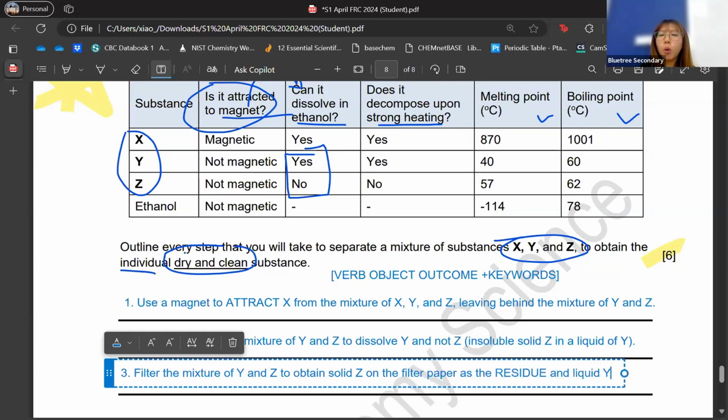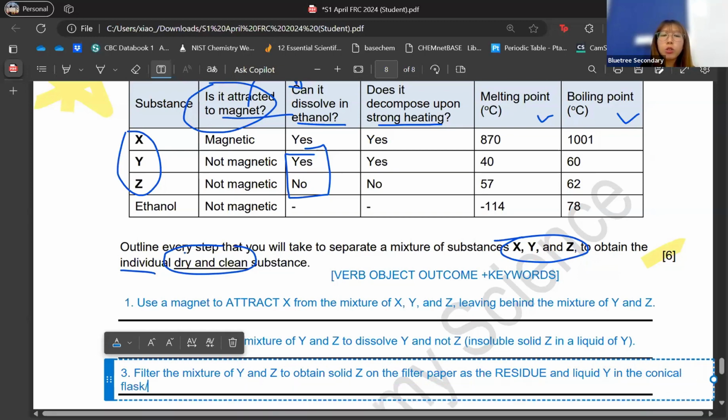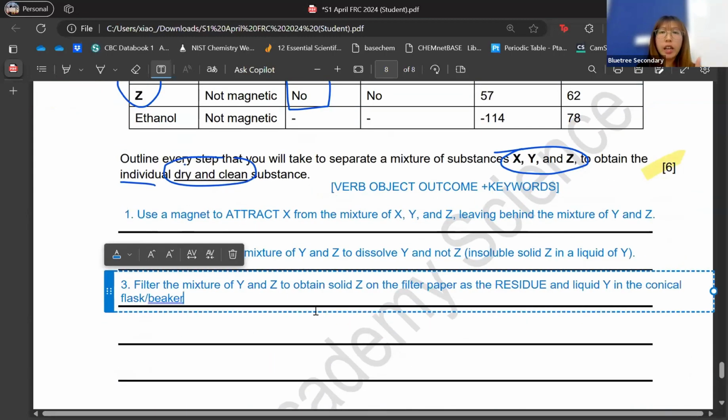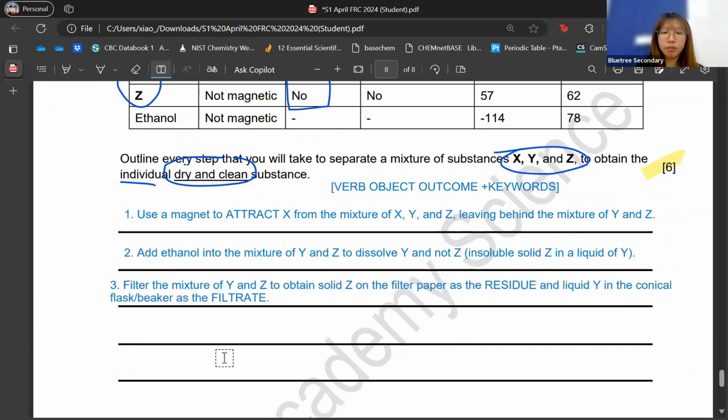and your liquid Y. Okay, so you can write conical flask, you can write beaker. Okay, up to you. Conical flask or beaker will be what we call the collection flask. Okay, the flask that we put at the end underneath the filter funnel to collect the liquid. Okay, and then here comes the last keyword. The liquid that you collect will be called filtrate.